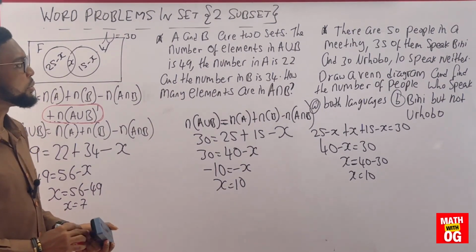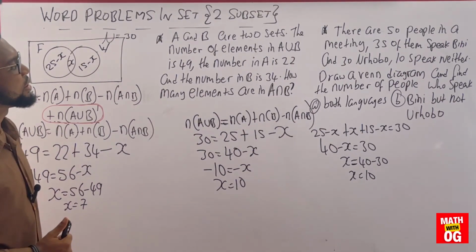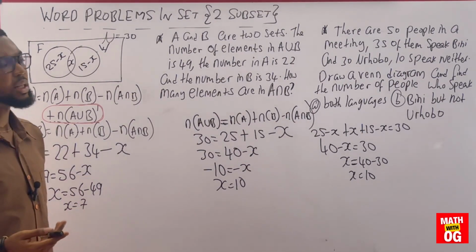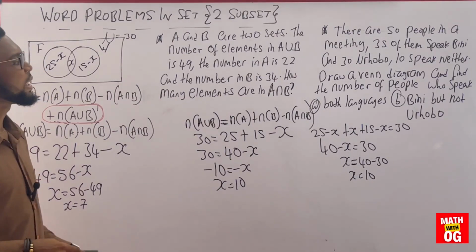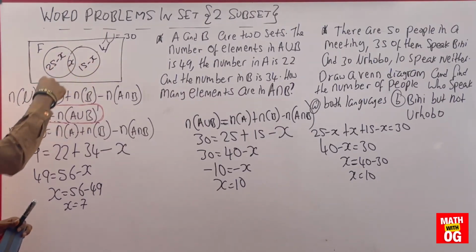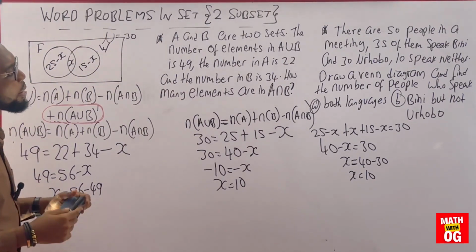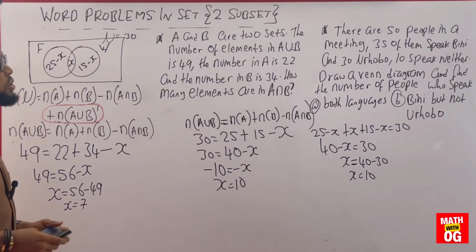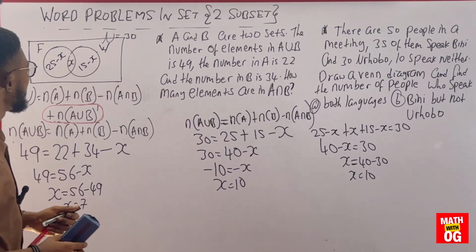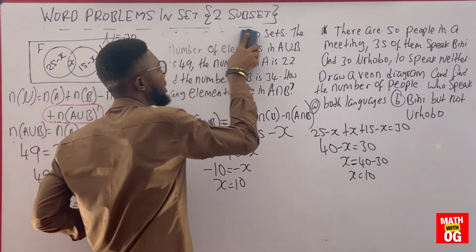There are 50 people in a meeting. 35 of them speak Bini and 30 Urhobo. 10 speak neither. So we have 10 students that don't speak either Bini or Urhobo. So I'm going to use this Venn diagram to solve this question. Draw a Venn diagram and find the number of people who speak both languages and those that speak Bini but not Urhobo. Okay, let me just draw a new Venn diagram.